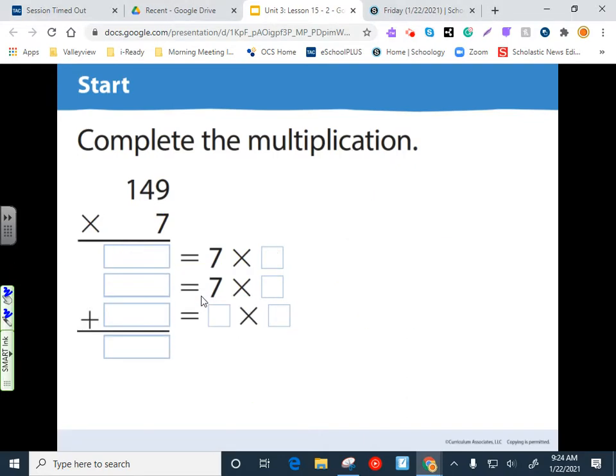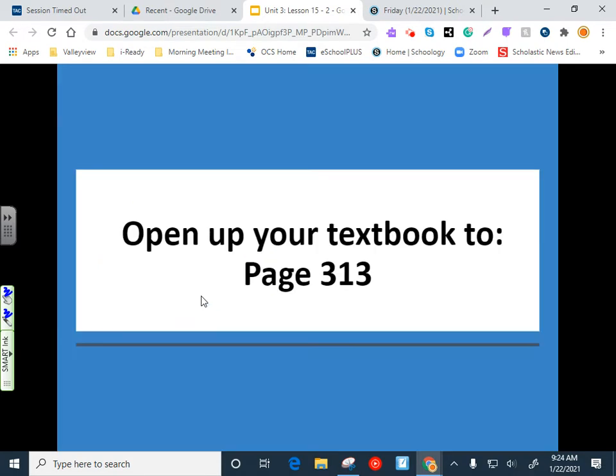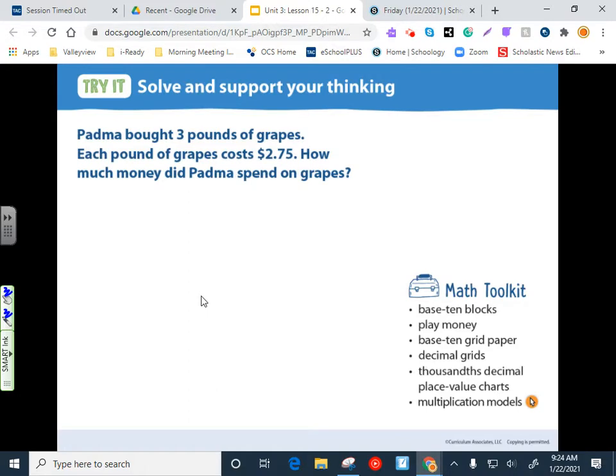All right, so let's get into it. Open up your books to page 313. And we're going to go back and talk about estimating, which is something we did quite a bit of with the last lesson. But let me read the scenario here. So Padma bought 3 pounds of grapes. Each pound of grapes cost $2.75. I literally bought grapes yesterday at Aldi, so this is pretty on point. How much money did Padma spend on grapes?